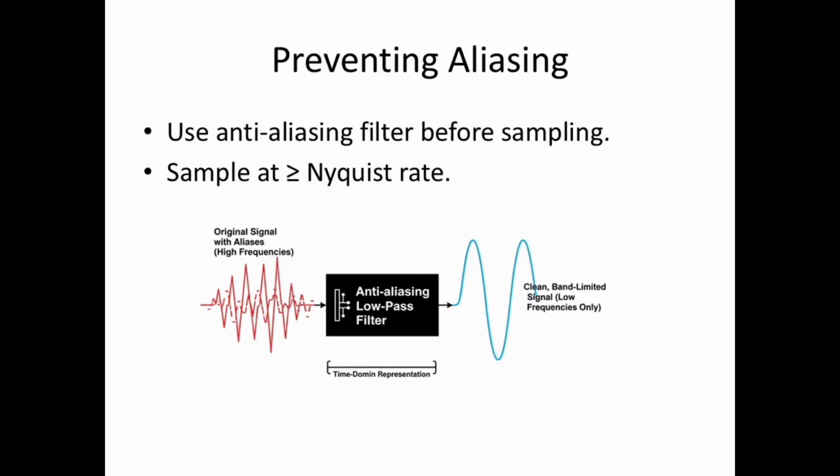To avoid aliasing, we take two important steps. First, we use an anti-aliasing filter before sampling. This filter removes high frequency components that may cause distortion. Second, we sample the signal at or above the Nyquist rate. Both points must be included.